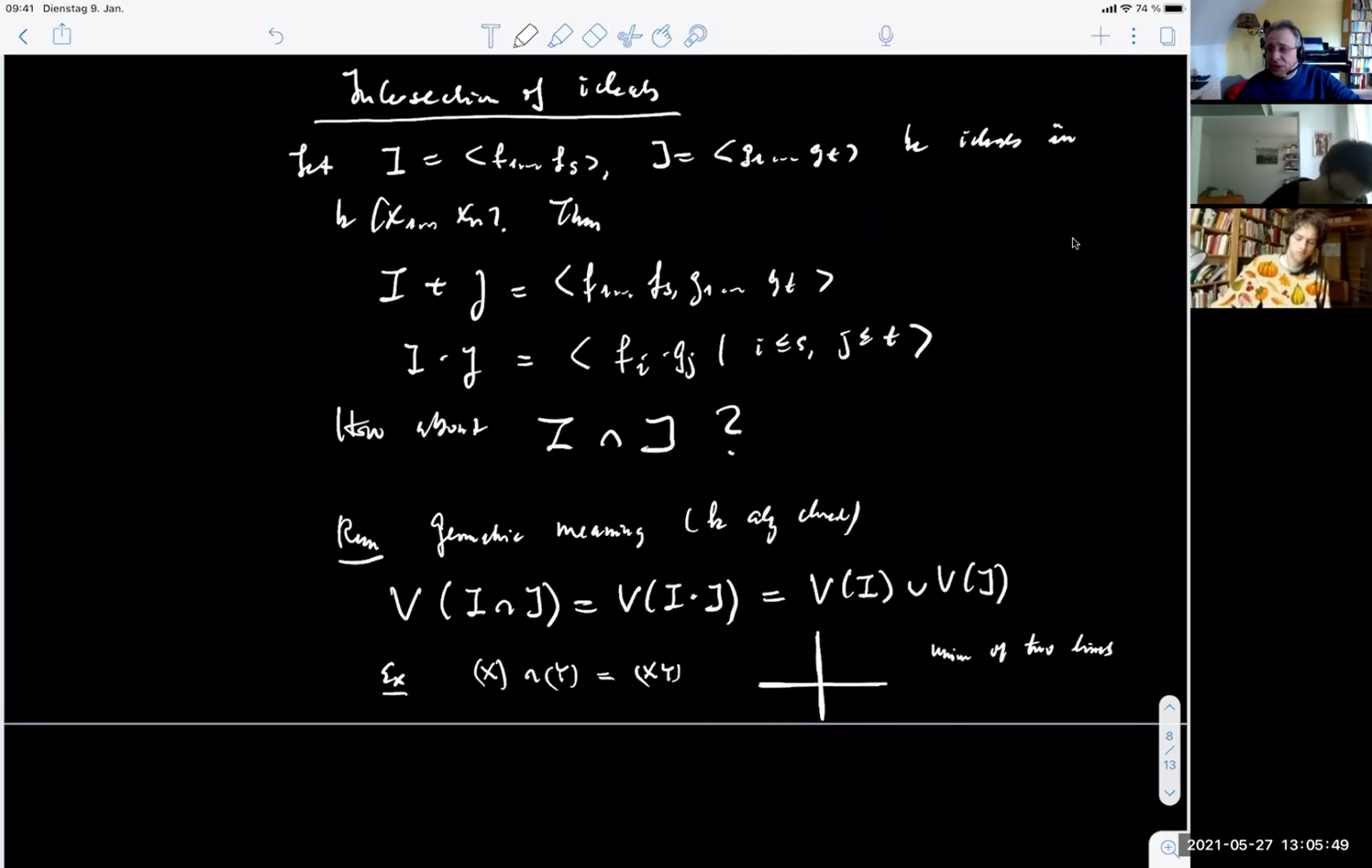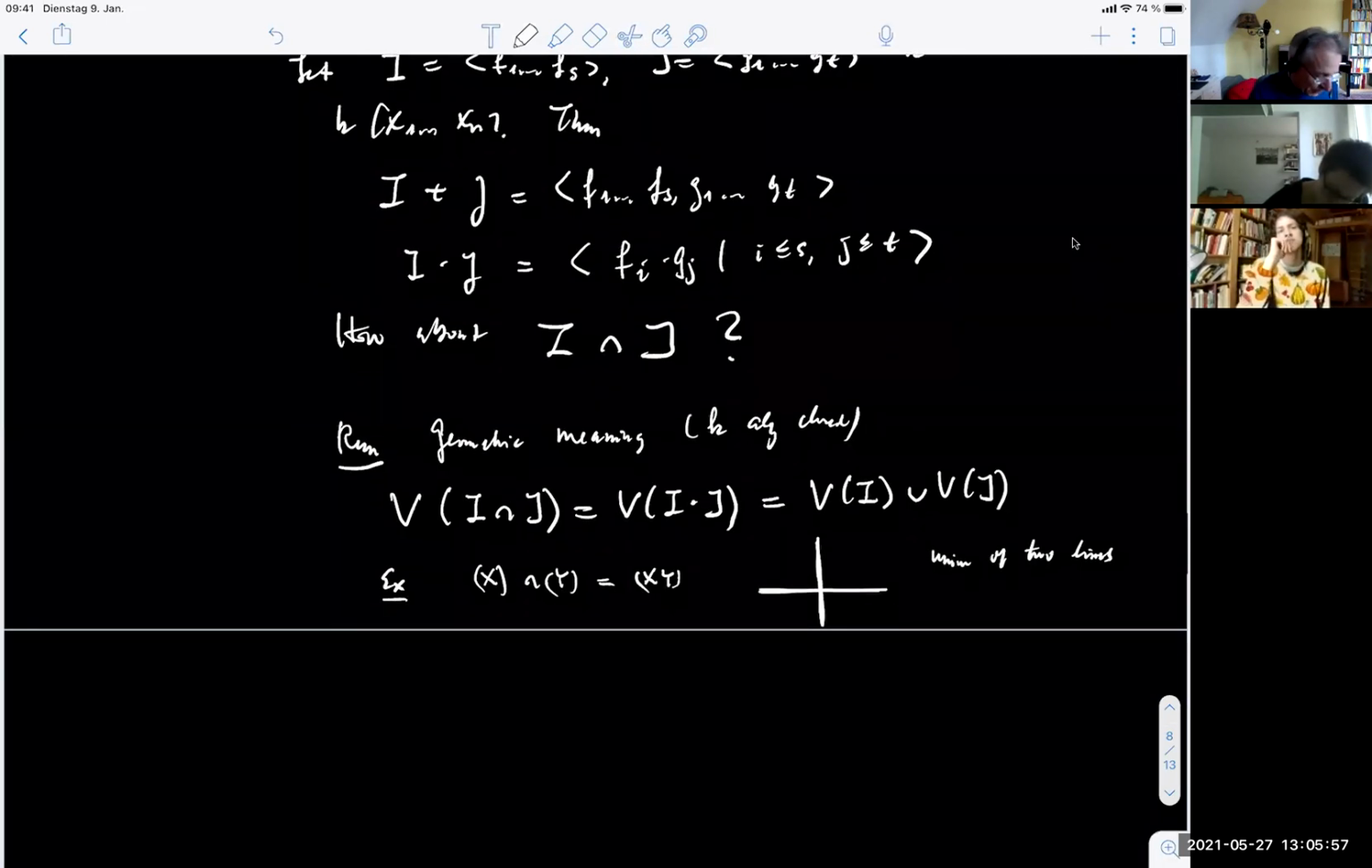Okay, so the intersection of ideals corresponds geometrically to the union of the zero sets. Okay, so we had this example. Maybe I also want to say that, in a way, you may think that the intersection and the product give the same zero set. If you're only interested in the zero set, why should I care about this intersection? I can just take the product.